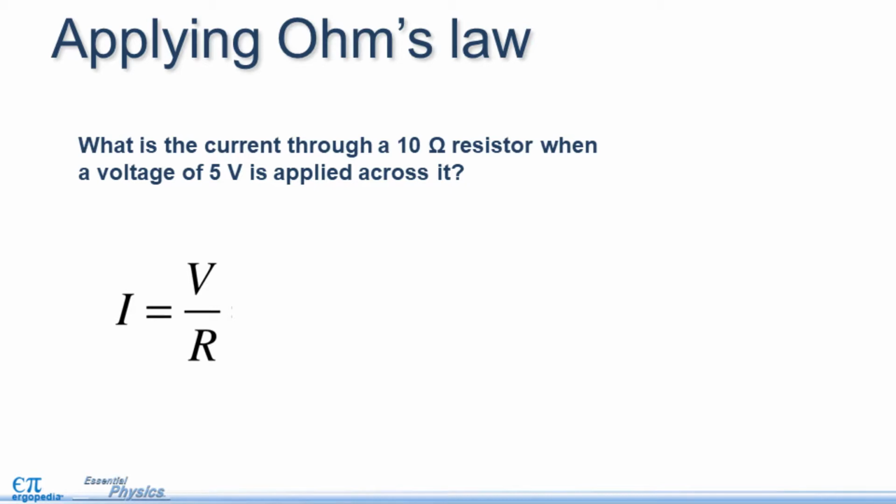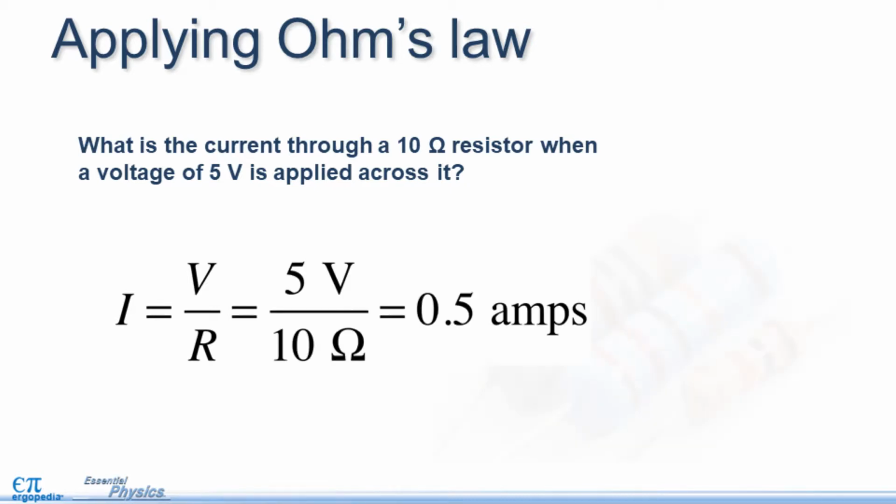What is the current through a 10 ohm resistor when a voltage of 5 volts is applied across it? Go ahead and write your answer down in your notebook. We use I equals V divided by R. We take 5 divided by 10, and that gives us 0.5 amperes. Remember, on the AP exam, you have to write the equation, you have to substitute in the numbers with the units, you have to write your answer with the correct number of sig figs and the correct units. So please make sure you've included all three of these steps.